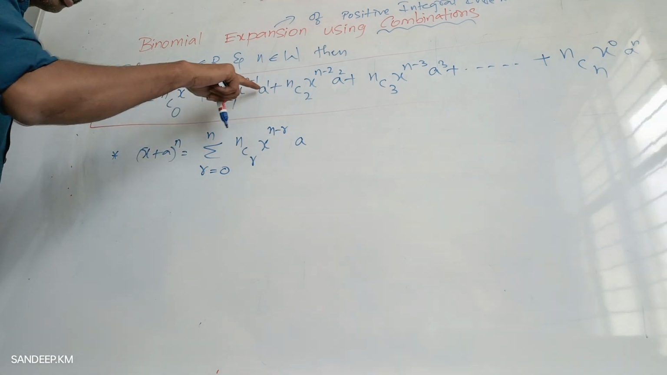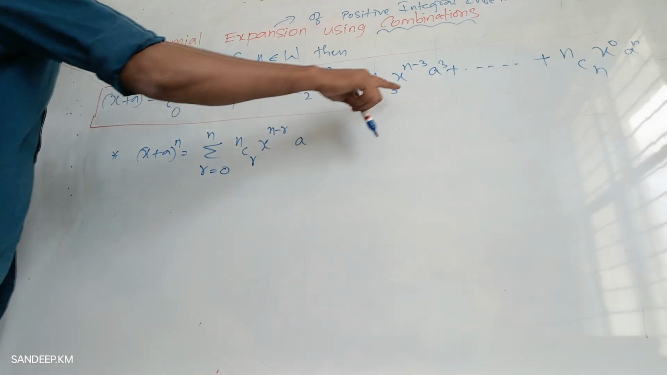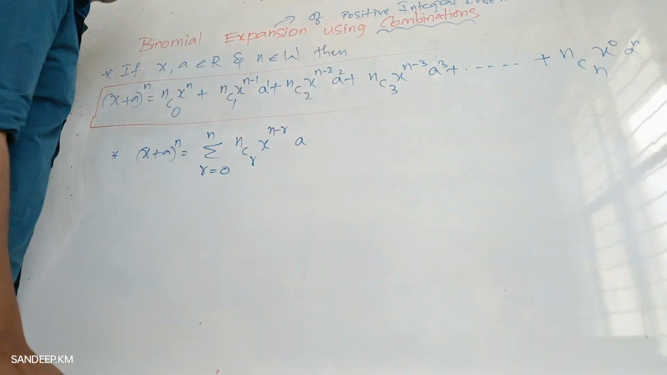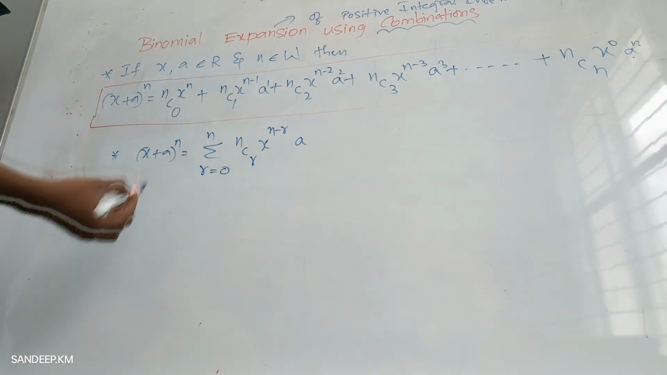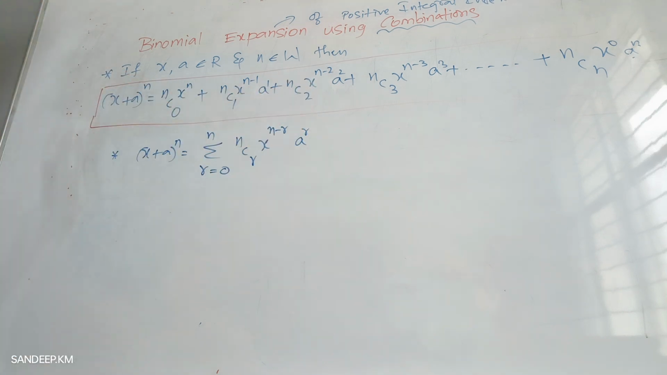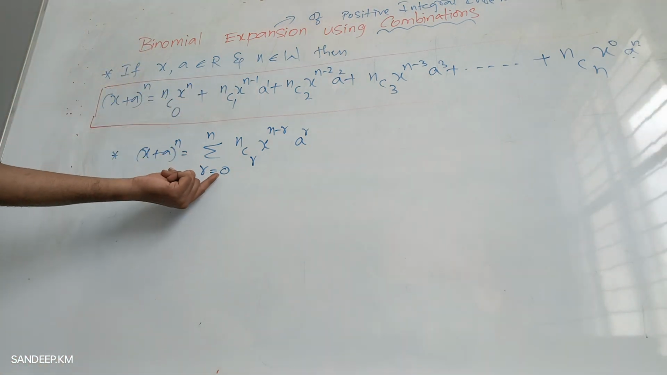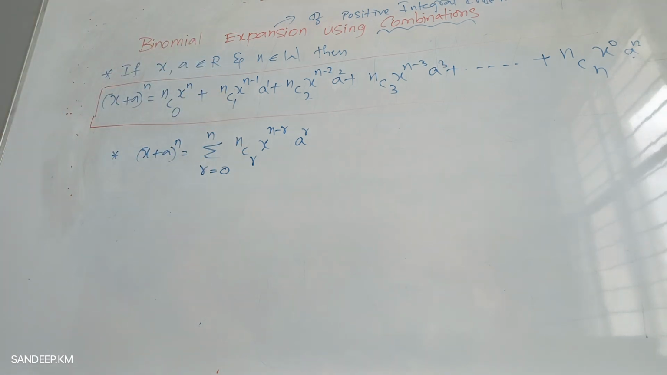So, what is the power of a everywhere? Here a power is 1, it is the suffix. Here a power is 2, it is the suffix. A power is 3, this is the suffix. And so on, a power is n, which is the suffix. So the power of a is r. Therefore, dear students, instead of writing this entire expansion, you can write this using the summation. Sigma r is equal to 0 to n.